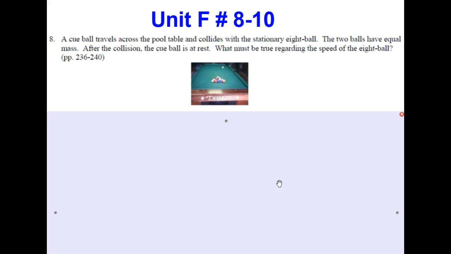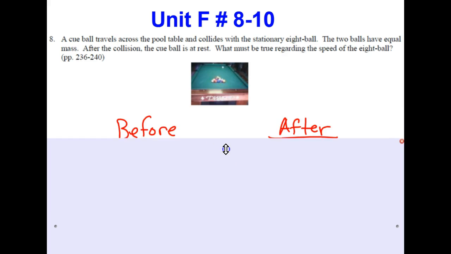A cue ball travels across the pool table and collides with a stationary 8 ball. The two balls have equal mass. After the collision, the cue ball is at rest. What must be true regarding the speed of the 8 ball? I think intuitively we understand and maybe draw the conclusion that the 8 ball would have the same speed that the cue ball originally had. They're just trading since they have equal mass. But let's show this with appropriate physics.